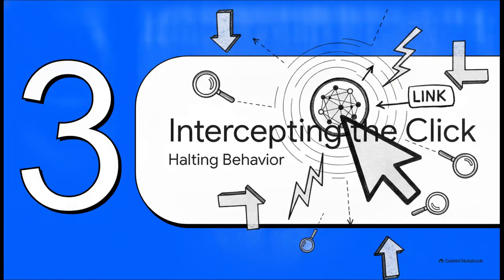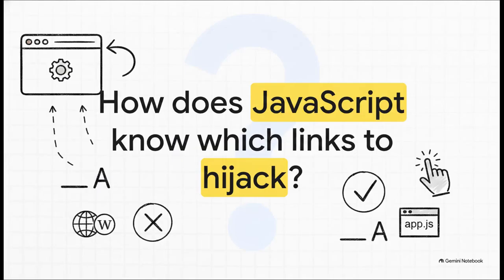All right, section 3, intercepting the click. Now we get to the really exciting part. What happens the exact microsecond a user actually clicks a navigation link? Well, if we want to stop the browser from doing its standard, clunky, full-page refresh, we first have to figure out how to target the right links.